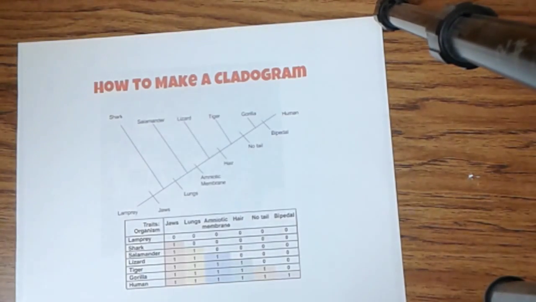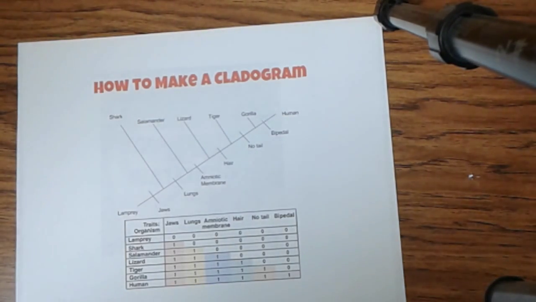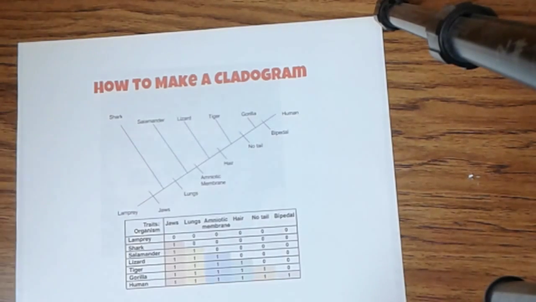How to make a cladogram. When making a cladogram, first you find the outgroup, which again is the animal with the least amount of the specified trait. Then you put the animal with the second least amount of traits on the next branch. Then you would write the new trait found in that animal, and you would repeat the process until you've used all the animals on the chart.